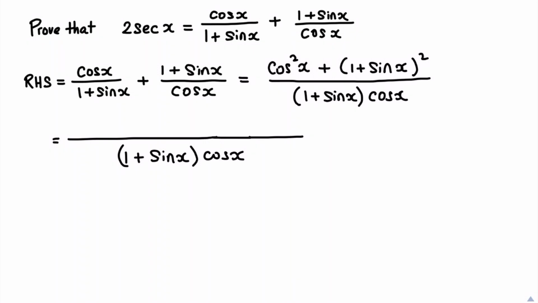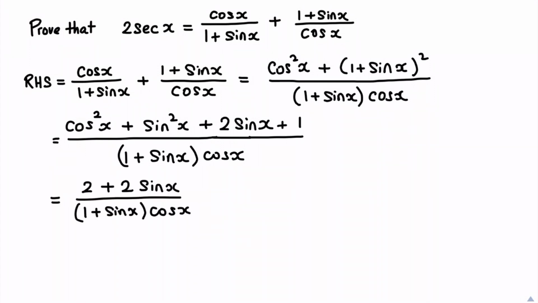So let's expand it. And when we expand it, we get in the numerator cos square x plus sine square x plus 2 sine x plus 1. And then once you see cos square x plus sine square x, we should be very happy, that becomes 1. And so the 1 combines with the other 1 at the end to give you 2 plus 2 sine x in the numerator and 1 plus sine x times cos x in the denominator.